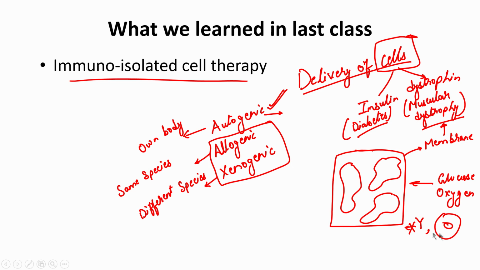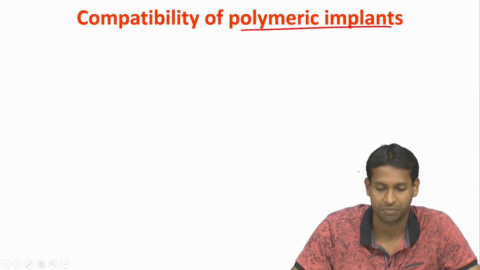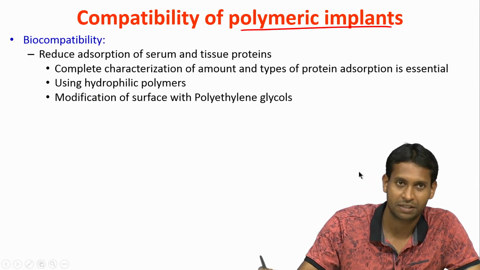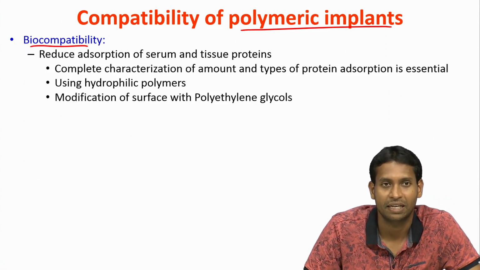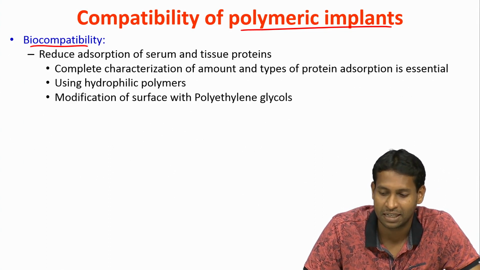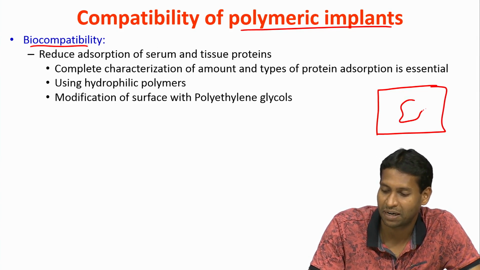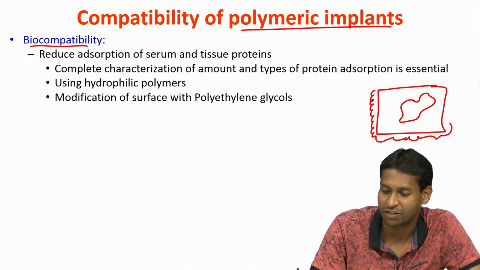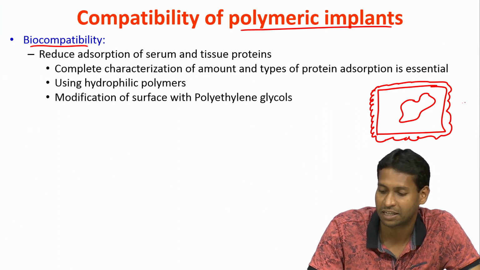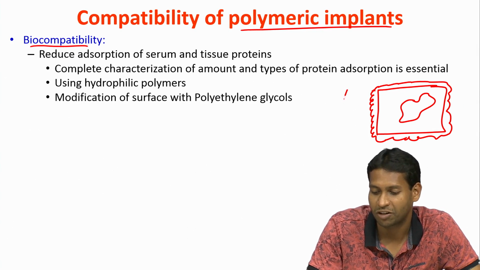Okay, so let us take the discussion forward. Let us talk about what kind of polymeric implant compatibility we need in this scenario. First is, of course, and we have discussed a bit of it, biocompatibility, which means that it should not really absorb a lot of serum and tissue proteins. That is a bit of an obvious requirement, because if this is your implant carrying your cells, and a lot of protein starts coating on it, it may first of all impede the transport of different nutrients, and it can also lead to attraction of more immune cells coming in.